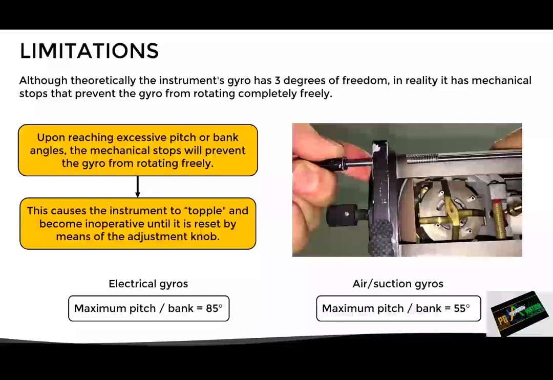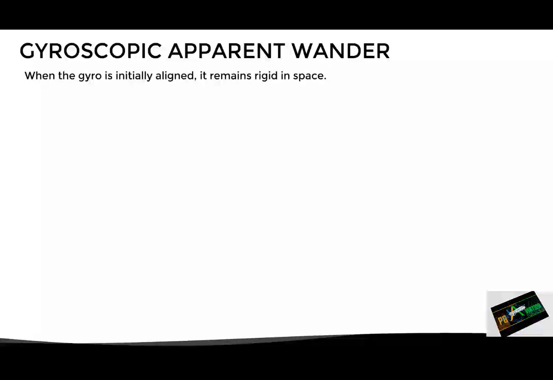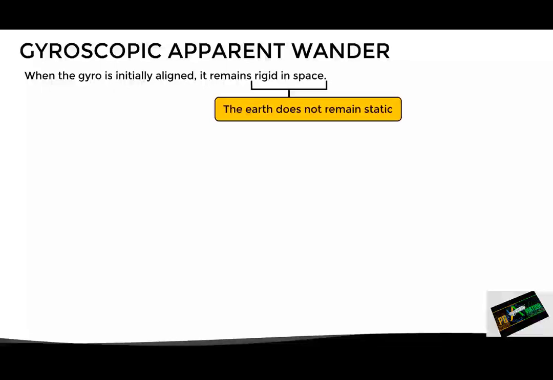Now, this is not the only limitation of the instrument, since it also suffers from gyroscopic apparent wander. Let's see what this is. As we know, when the gyro starts spinning, it remains rigid in space. However, the Earth does not remain static, it rotates at about 15 degrees per hour.